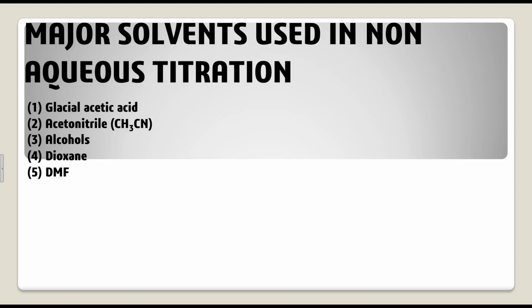What are the major solvents used in non-aqueous titration? There are 5: glacial acetic acid, acetonitrile, alcohols, dioxane and DMF, dimethylformamide. These are the 5 major solvents which are used in non-aqueous titration.